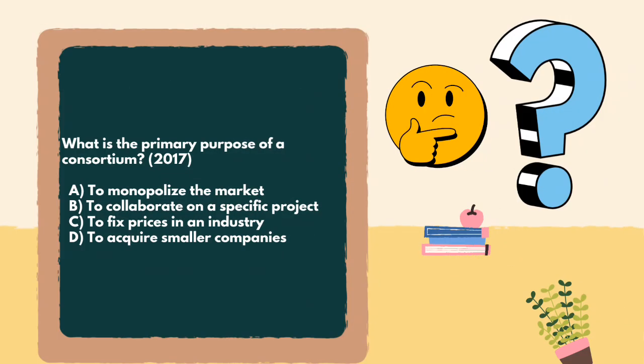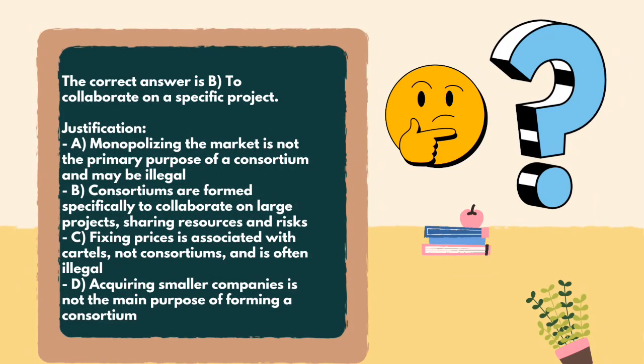Question number 2, coming from year 2017: what is the primary purpose of a consortium? Option A, to monopolize the market. Option B, to collaborate on specific projects. Option C, to fix prices in an industry. And option D, to acquire smaller companies. The correct answer is B, to collaborate on specific projects.